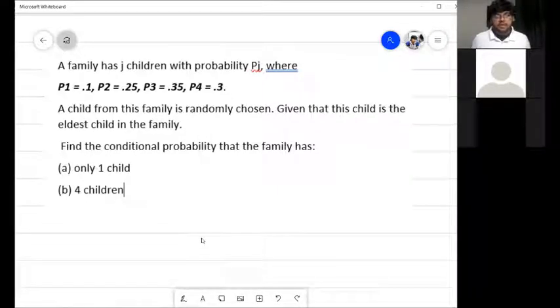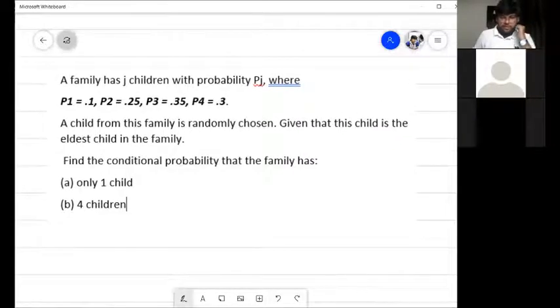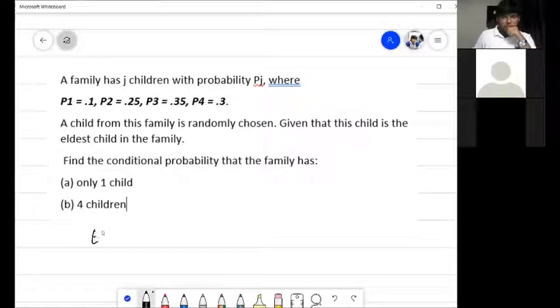A family has J children with probability P of J, where P1 is given. So they've given me the probability of a family having a total number of children. A child from this family is chosen, given that the child is the eldest. So I'm going to define E as an event where E implies that the child chosen is the eldest. And the conditional probability that they have only one child.